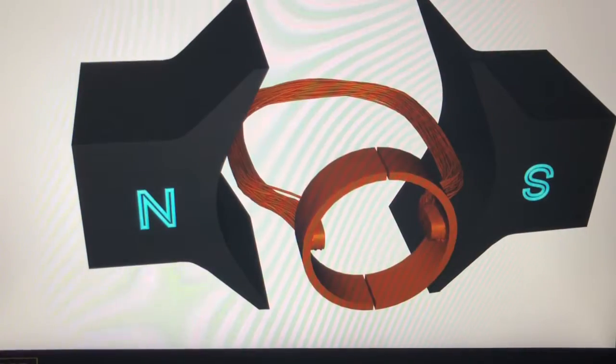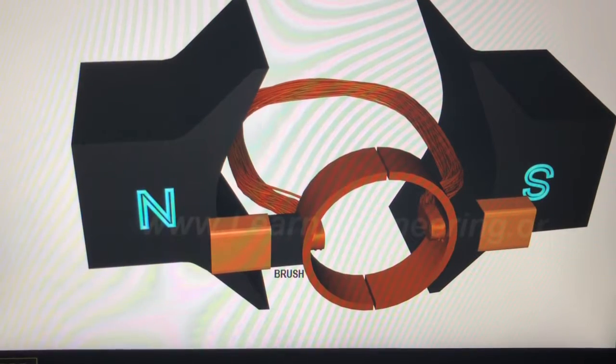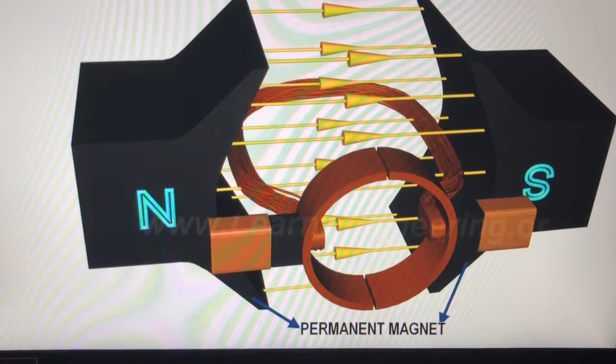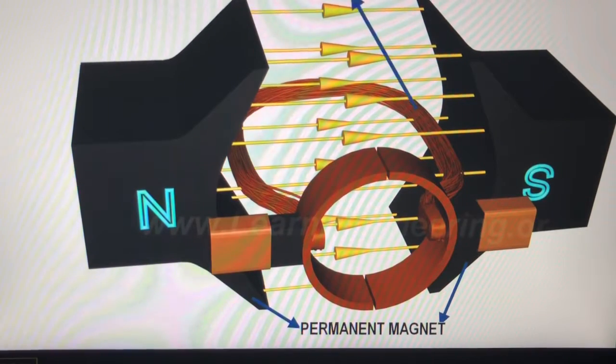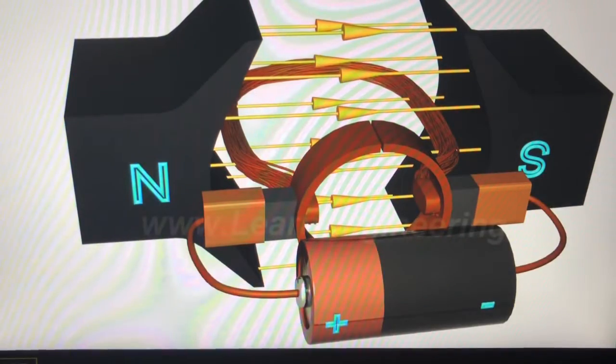This is the simplest DC motor possible. It will look like this. The stator provides a constant magnetic field, and the armature, which is the rotating part, is a simple coil. The armature is connected to a DC power source through a pair of commutator rings.